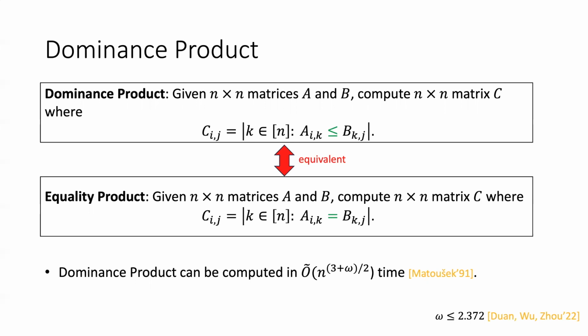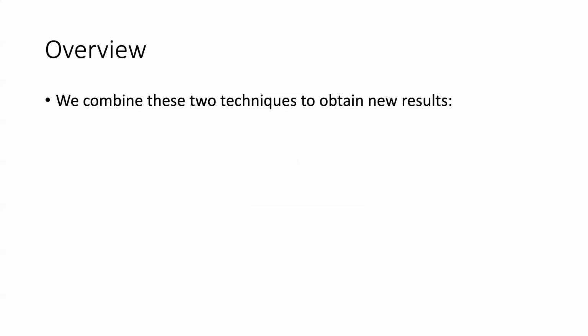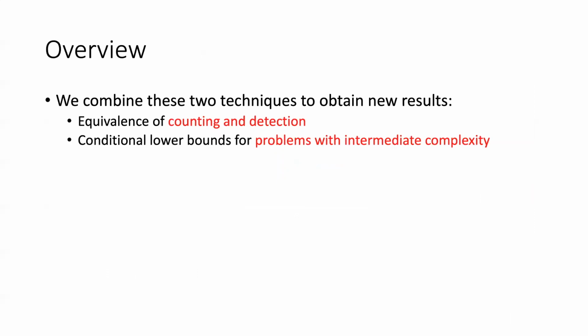The best officially published upper bound for omega is 2.373, and on arXiv there is a preprint by Duan, Wu, and Zhou that claims an upper bound of 2.372. If we use rectangular matrix multiplication, then the upper bound for dominance product can be slightly improved. The main theme of our paper is that we combine these two techniques to obtain new results. For instance, we show the equivalence of counting and detection versions of many problems. We also show conditional lower bounds for problems with intermediate complexity, or intermediate problems.